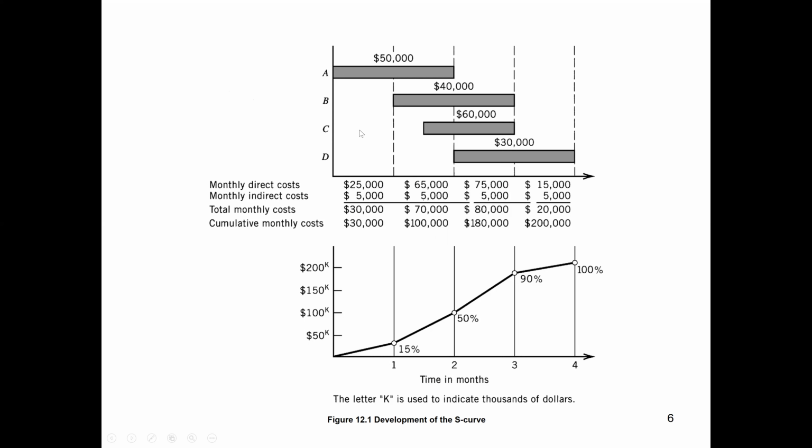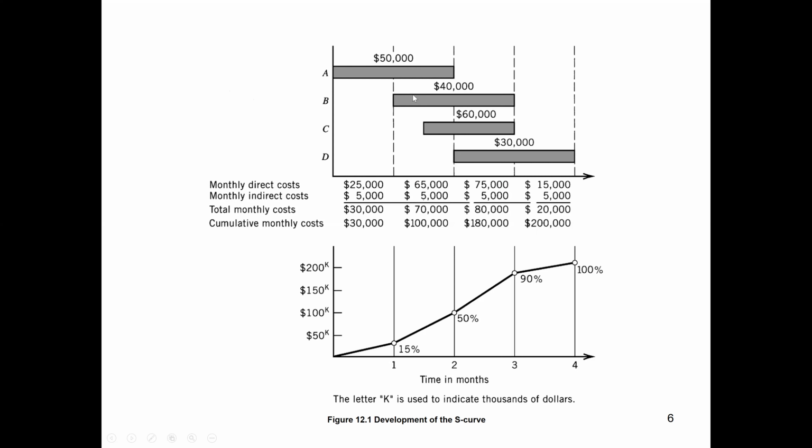Now we see how we can bring these costs to monthly direct costs, because all these costs we have seen for activities indicate direct cost: the cost of material, equipment, and labor. Now, the cost of activity A is spread over 2 months, so how much will be the cost for the first month? Half of 50,000 is 25,000. Then the monthly indirect cost is 5,000 for all 4 months, so each month has an indirect cost we have assumed is 5,000. So the total monthly cost for month 1 is 25,000 plus 5,000, which becomes 30,000.